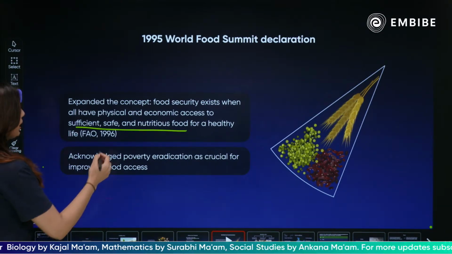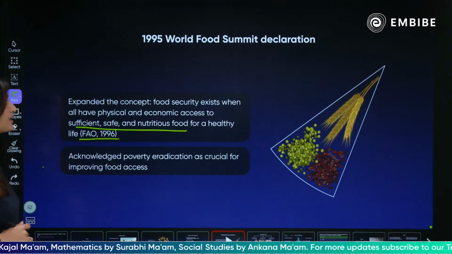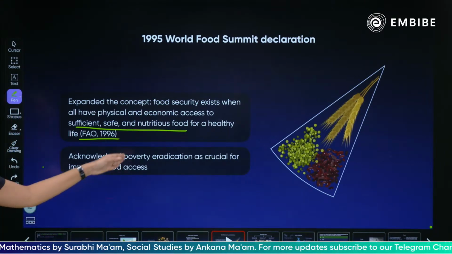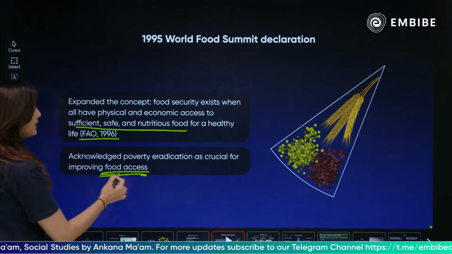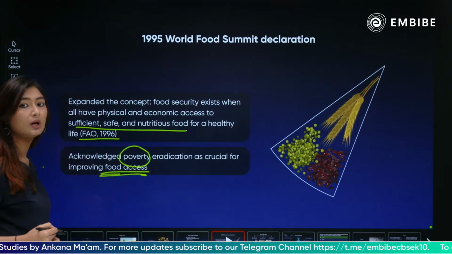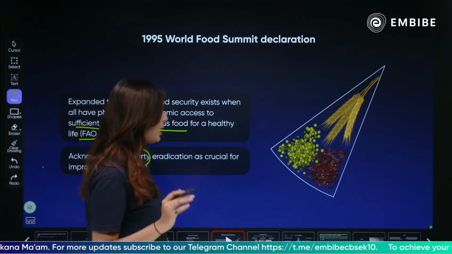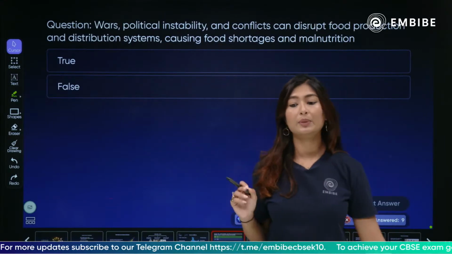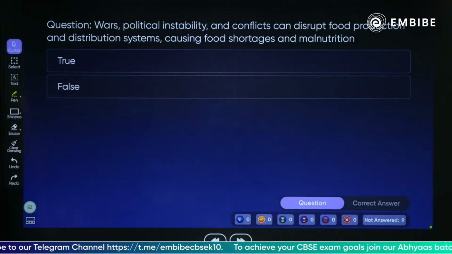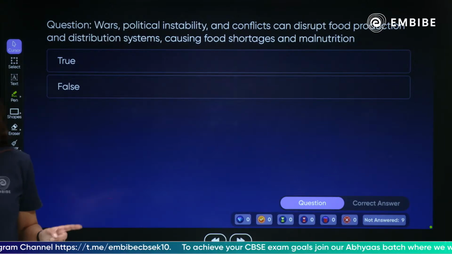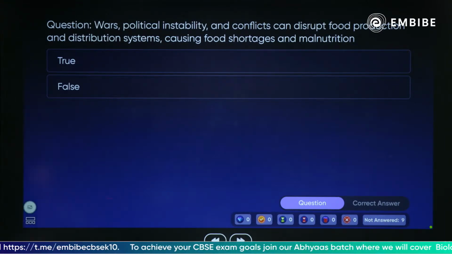So that is what the Food Summit in 1996 basically said. It acknowledged poverty eradication as crucial for improving food access. That we need to take care of the poor people. गरीबी भी कम करनी है, पावर्टी भी कम करनी है, लोगों तक खाना भी पहुंचाना है. All of that was then taken into account and that is how we have reached the new definition which earlier did not used to exist in the 1970s, right?